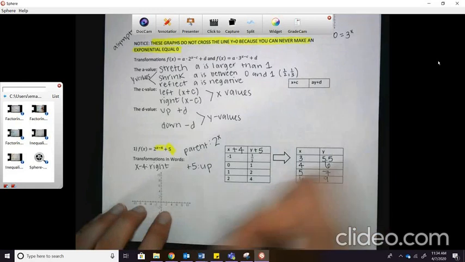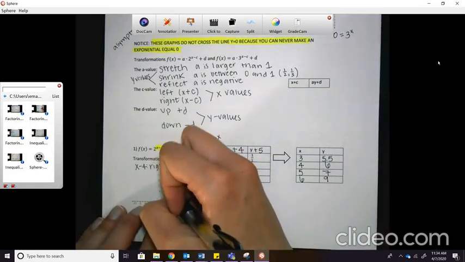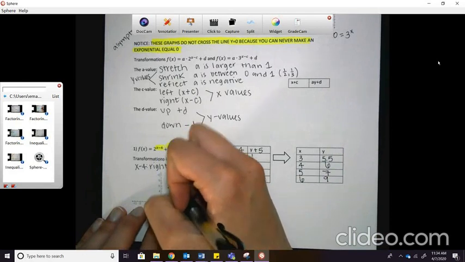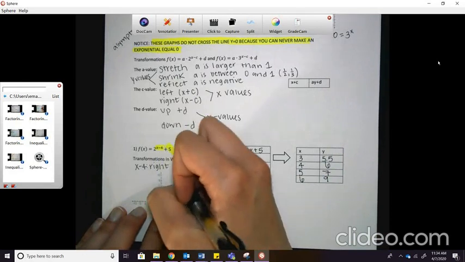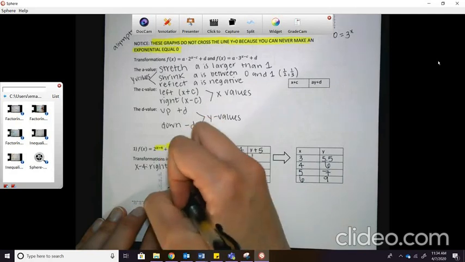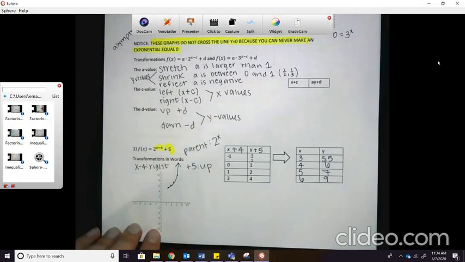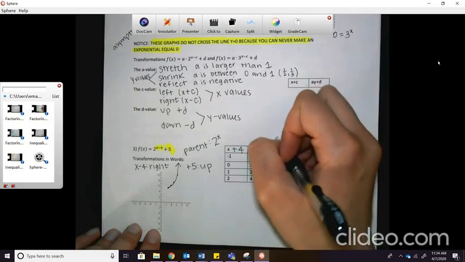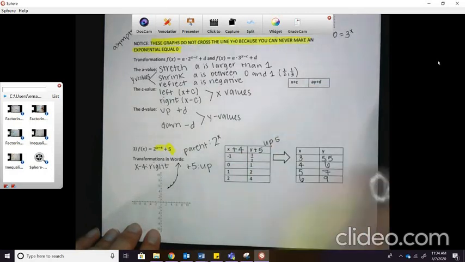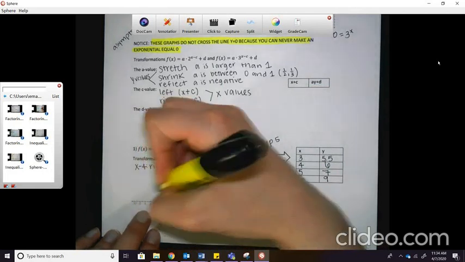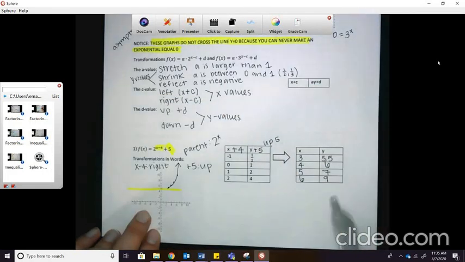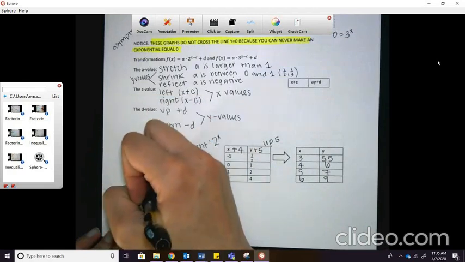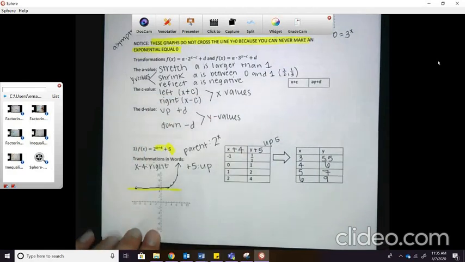So let's go ahead and graph this. So I have 3, 5.5, 4, 6, 5, 7, and 6, 9. So you can see my shape. Now remember, in the parent function, I can't cross 0. But since we moved everything up 5, now I can't cross 5. So I'm going to draw my little line here, and then I'm just going to continue my shape, getting close to that line, but never crossing it.